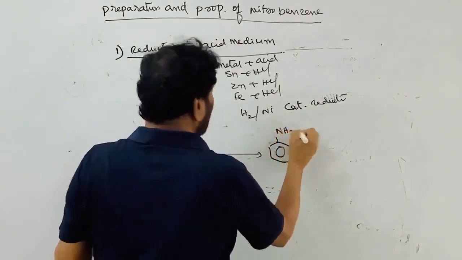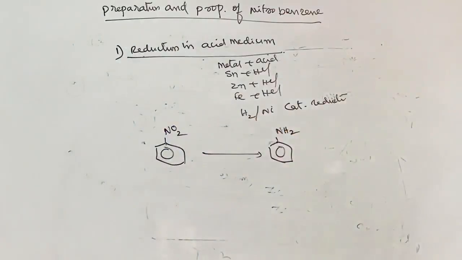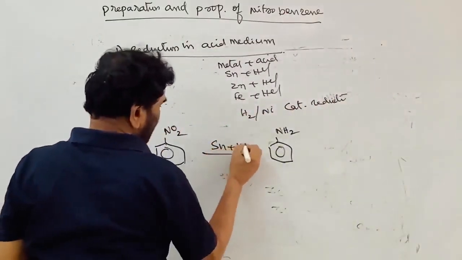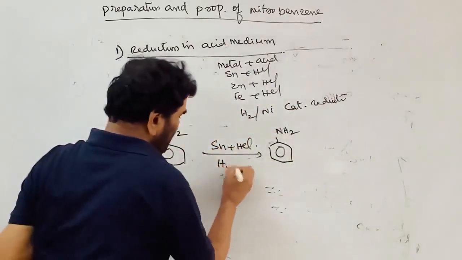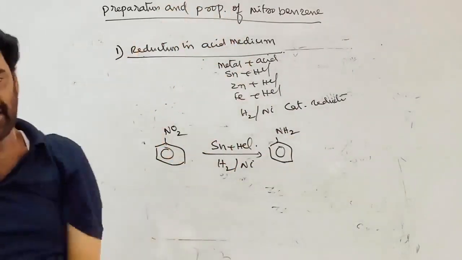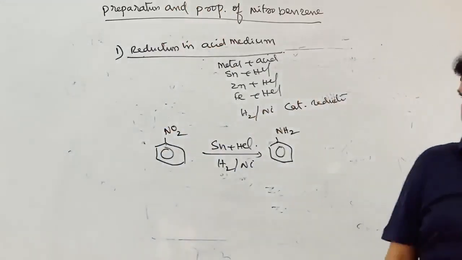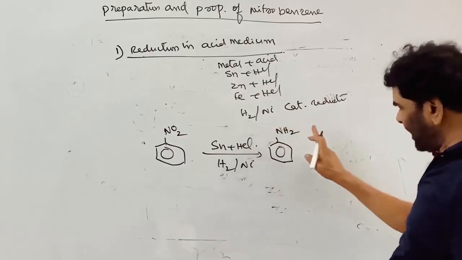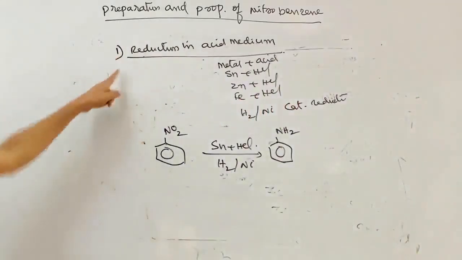But the concentration of the acid must be moderate. If you use a strong acid, Sn plus HCl is the best reagent. With moderate conditions, hydrogen plus nickel, or SnCl2 plus HCl, it is converted to aniline. So it goes through nitrosobenzene, phenyl hydroxylamine, and is finally converted to aniline. This is the first case.